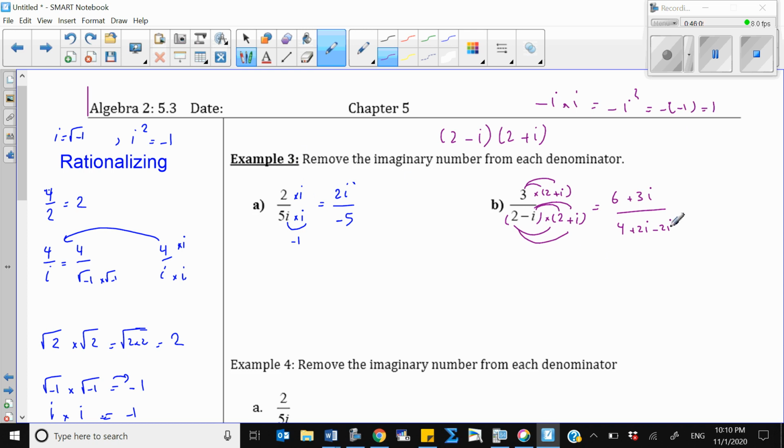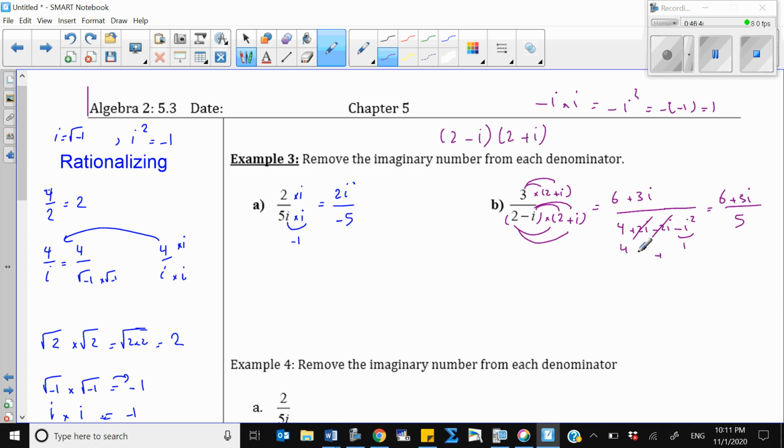Okay, so it's basically plus, I'm going to write that as negative i squared first. The top is 6 plus 3i, and in the bottom, 2i and negative 2i cancel each other, and here I have 4 minus i squared, which we said negative i squared will be 1, so it's 4 plus 1, which is 5. So that's the answer.